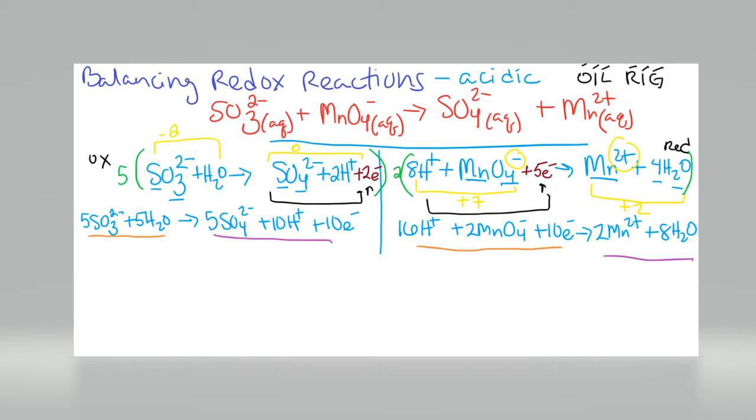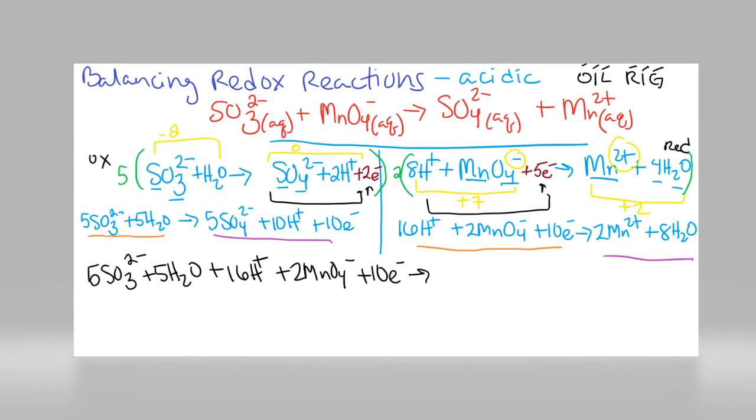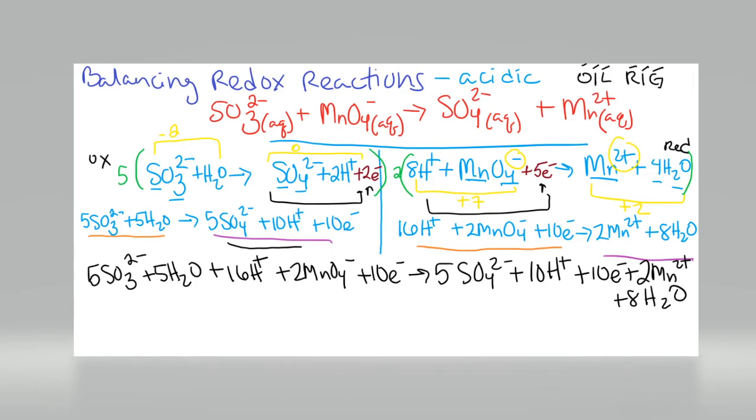We have the left-hand side, which is your 5 SO3 2- plus 5 water plus 16 protons, because I'm jumping over to the right-hand side, plus 2 MnO4- plus 10 electrons gives us, now I jump back over to this area right here because it's the right-hand side, 5 SO4 2- plus 10 protons plus 10 electrons plus 2 Mn2+, and 8 waters. Long reaction.